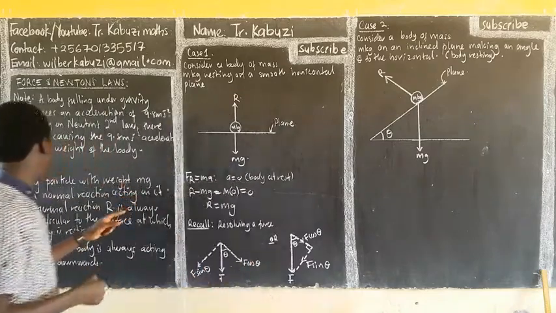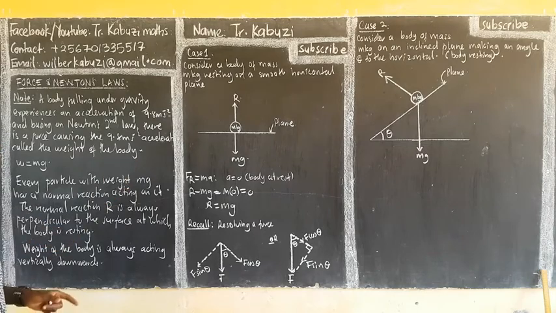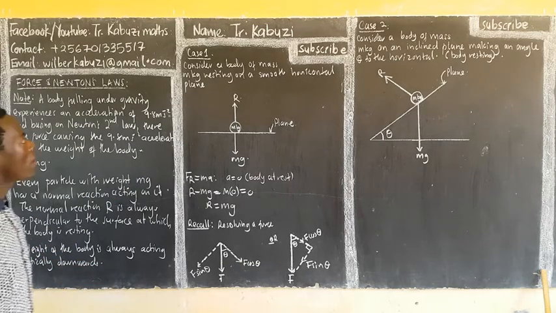Every particle with weight mg has a normal reaction acting on it. The normal reaction R is always perpendicular to the surface at which the body is resting. In simple terms, it is always perpendicular to the body. Weight of the body is always acting vertically downwards.